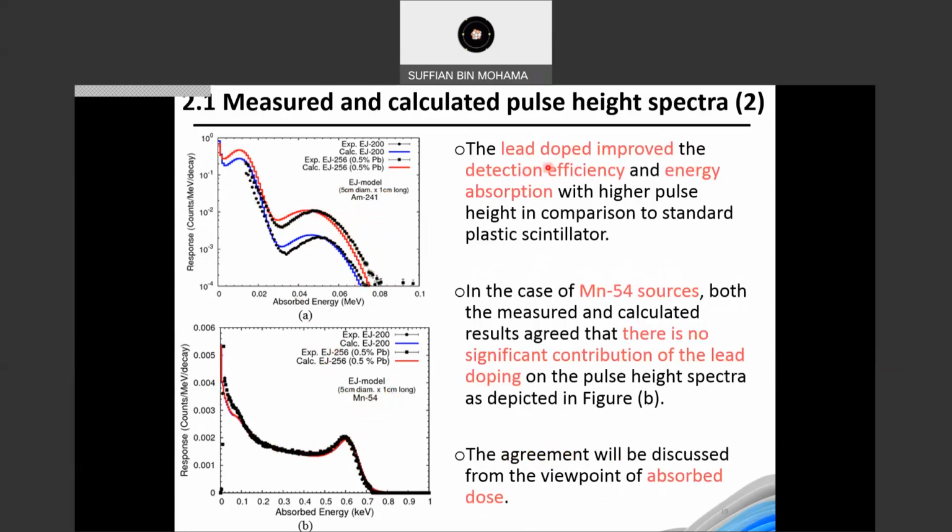The lead doping improves the detection efficiency and energy absorption, with higher pulse height in comparison to standard plastic scintillator. While in the case of manganese-54 source, both the measured and calculated results agree that there is no significant contribution of the lead doping on the pulse height spectra. So next, we can discuss the agreement from the viewpoint of absorbed dose.